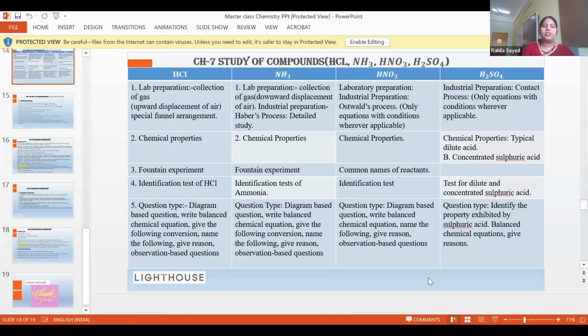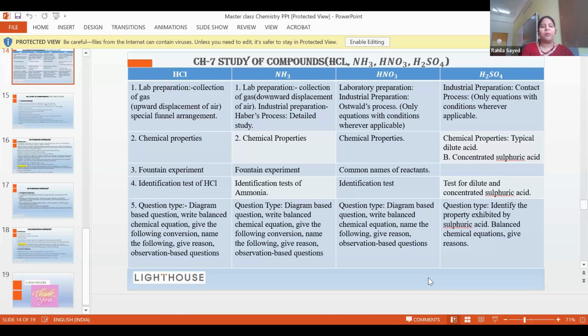Question types, basically, children: diagram based questions. Write balanced chemical equations for the laboratory preparation. Then you have give the following conversion, name the following, give reasons, and observation based questions, which are basically asked from this chapter. Identify the property exhibited by sulfuric acid. Again, this is a very important question which is usually asked. Give balanced chemical equations, give reasons. All these types of questions are asked from this chapter.